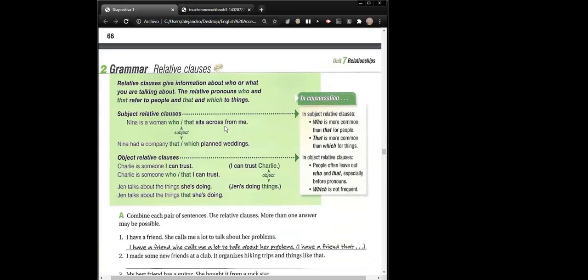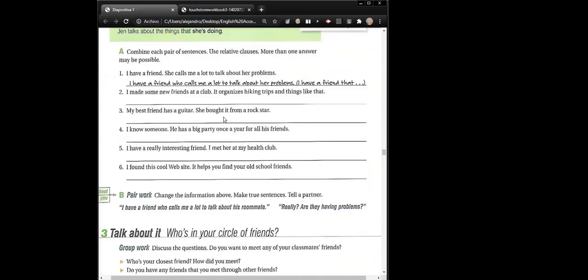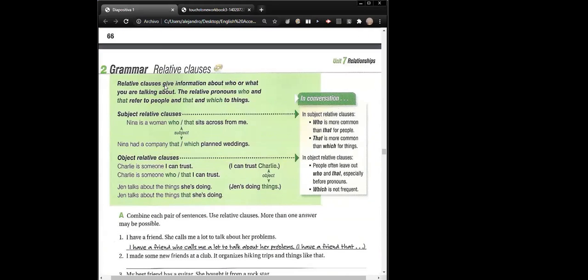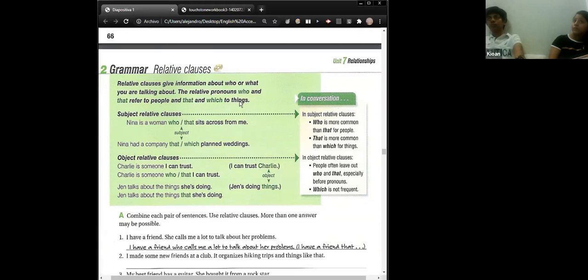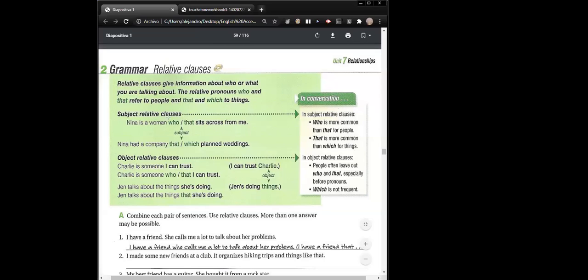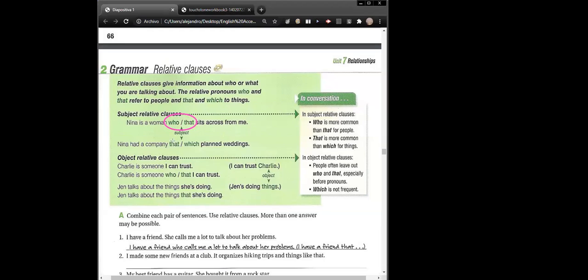Okay. Relative clauses. So, relative clauses give information about who or what you are talking about. The relative pronouns who and that refer to people, and that and which refer to things, okay? So guys, look, basically, who and that refer to people. That or which refer to things, okay? So as you can see, that you can use either for people or for things, okay? For example, Nina is a woman who or that sits across from me. And Nina had a company that or which plans weddings, okay?